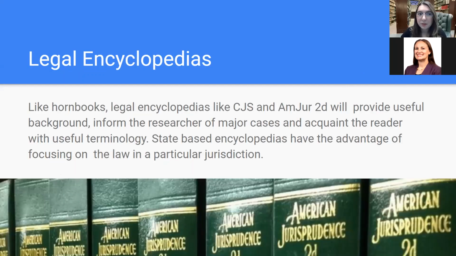Another secondary source would be legal encyclopedias, which are very helpful. So like hornbooks, legal encyclopedias like CJS and Am Jur Second will provide useful background and inform the researcher of major cases that acquaint the reader with useful terminology. State-based encyclopedias have the advantage of focusing on law in a particular jurisdiction.